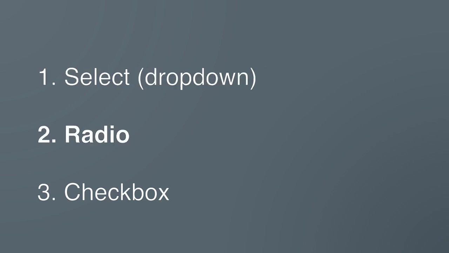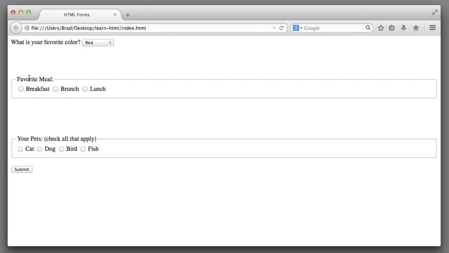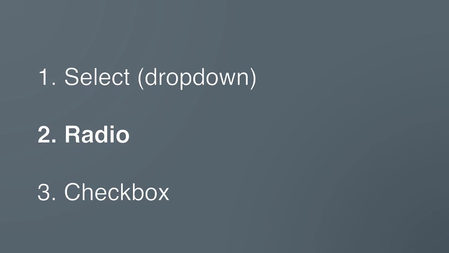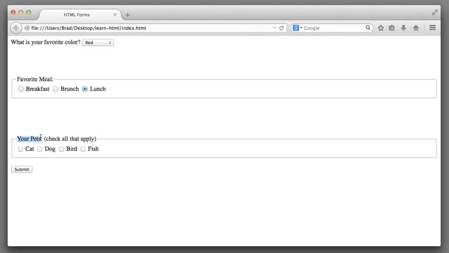Number two, radio inputs. So we can see an example here, favorite meal, and then you can choose between only these three options. Number three, checkboxes. We can see an example here, your pets, check all that apply. So here you're allowed to choose more than one. If you have a cat, a dog, a bird, and a fish, you can select all four. So these are our three primary tools in our toolbox for letting users choose between a predetermined set of options.